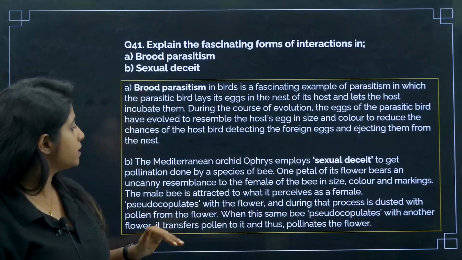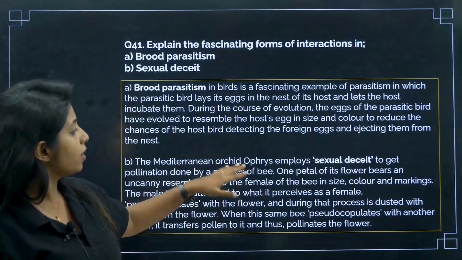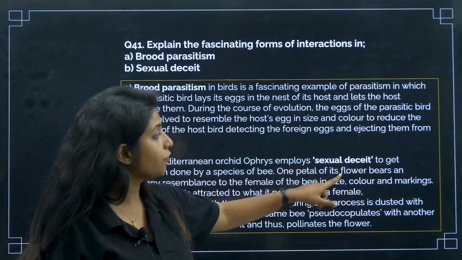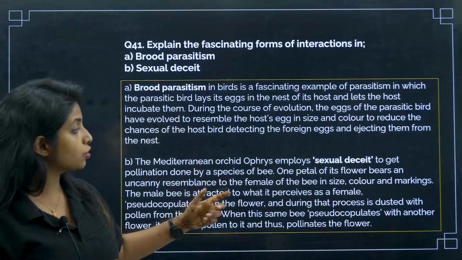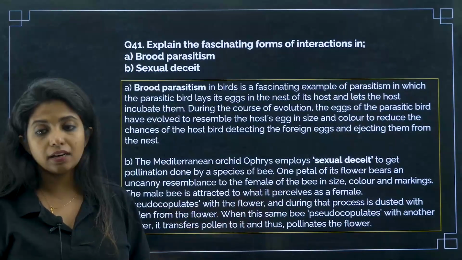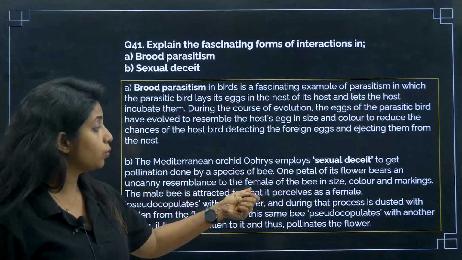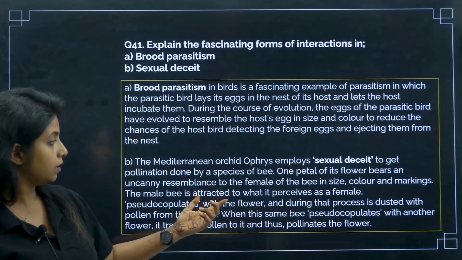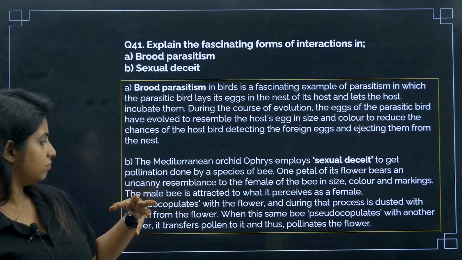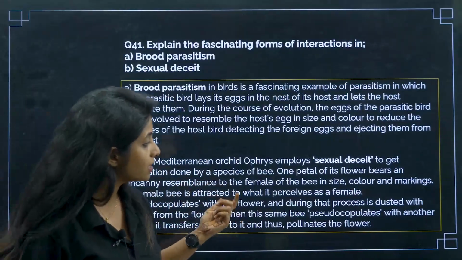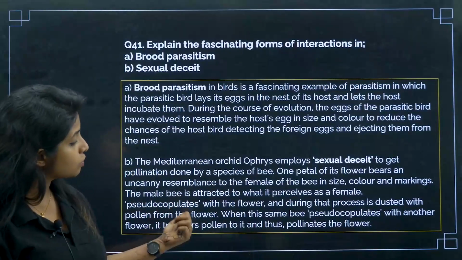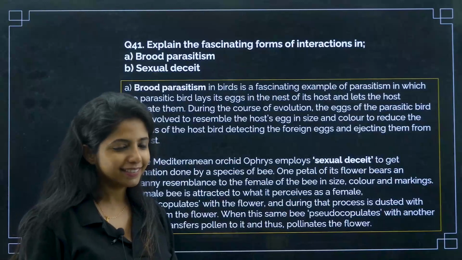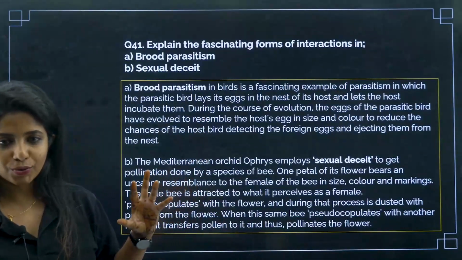Now, talking about sexual deceit, the Mediterranean orchid Ophrys employs sexual deceit to get pollination done by a species of bee. One petal of its flower bears an uncanny resemblance to the female of the bee in size, color and markings. Now, the male bee is attracted to what it perceives as a female and pseudocopulates with the flower. And during that process, it is dusted with the pollen from the flower. When the same bee pseudocopulates with another flower, it transfers pollen to it and thus pollinates the flower as well. Cool? So that is the whole story.